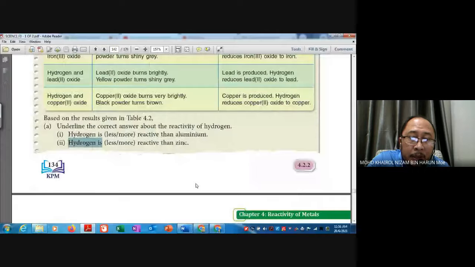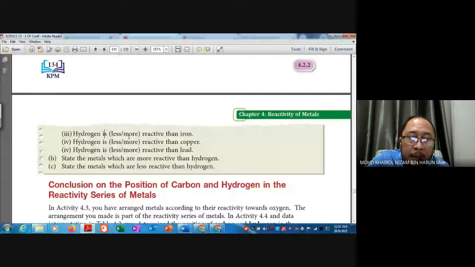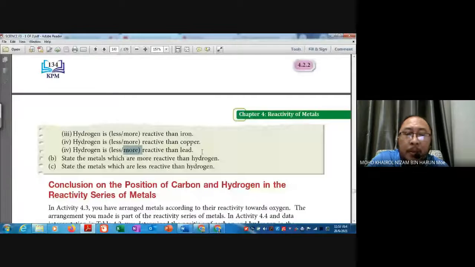Number 3, hydrogen is more reactive than iron. Hydrogen is more reactive than copper. Hydrogen is more reactive than lead. So from this experiment, we know the position and the vigorousness of hydrogen compared to the other metals.